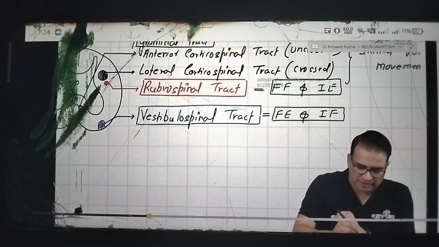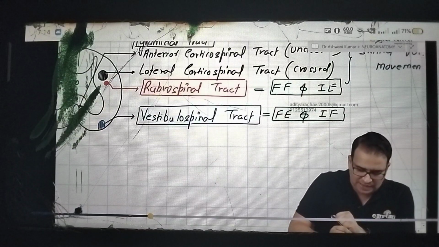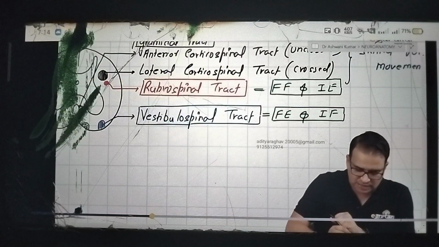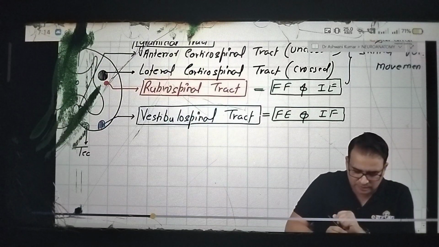Apart from that, another important tract that you should know, which is present in between the anterior corticospinal and vestibulospinal tracts, guys, here somewhere in the anterior funiculus only. This tract is called the tectospinal tract. I'll tell you more about this.